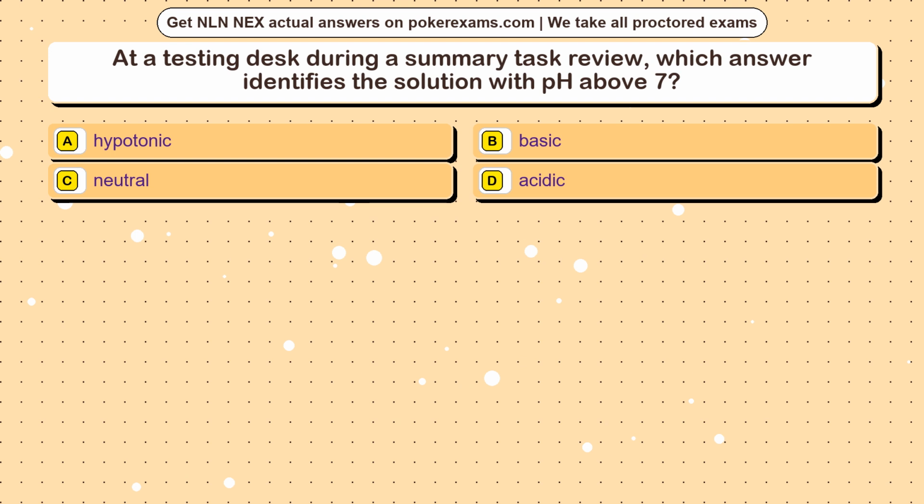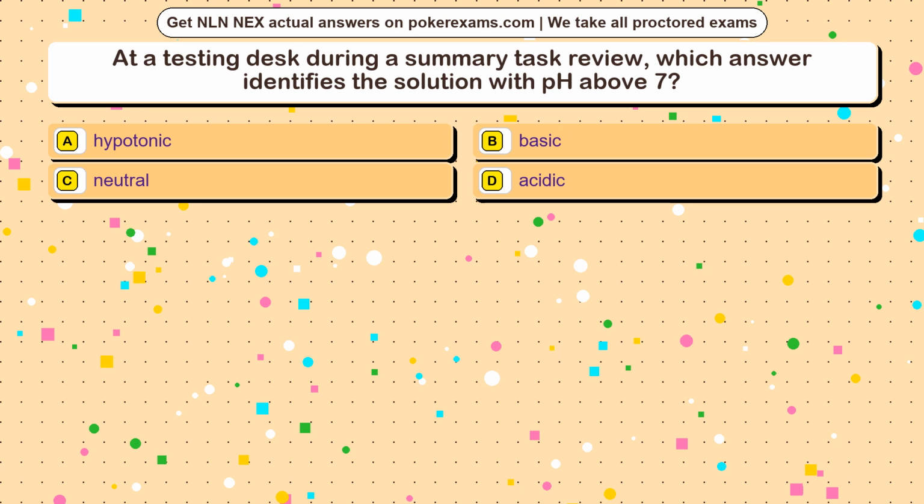Question 23. At a testing desk during a summary task review, which answer identifies the solution with pH above 7? Option A, hypotonic. Option B, basic. Option C, neutral. Option D, acidic.